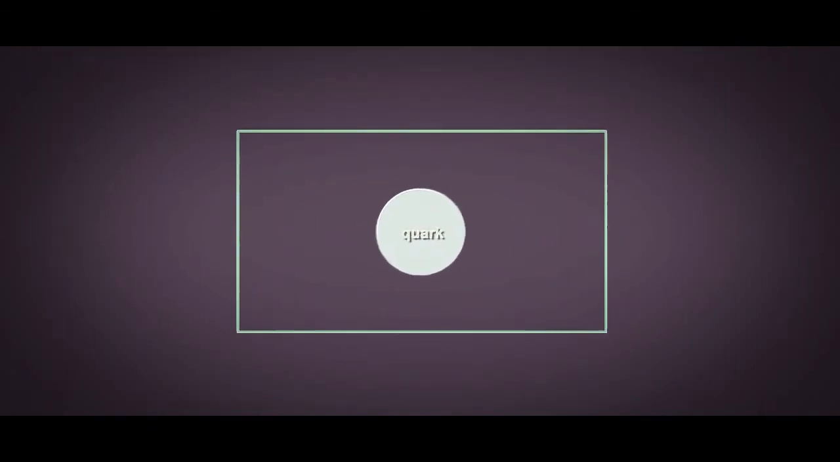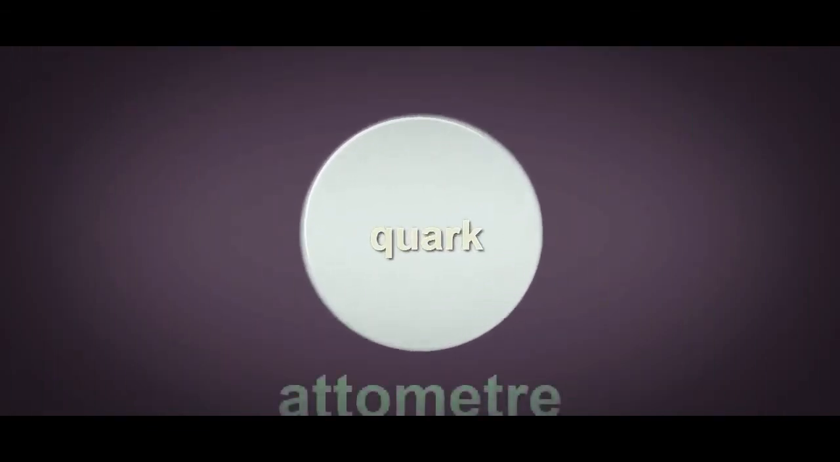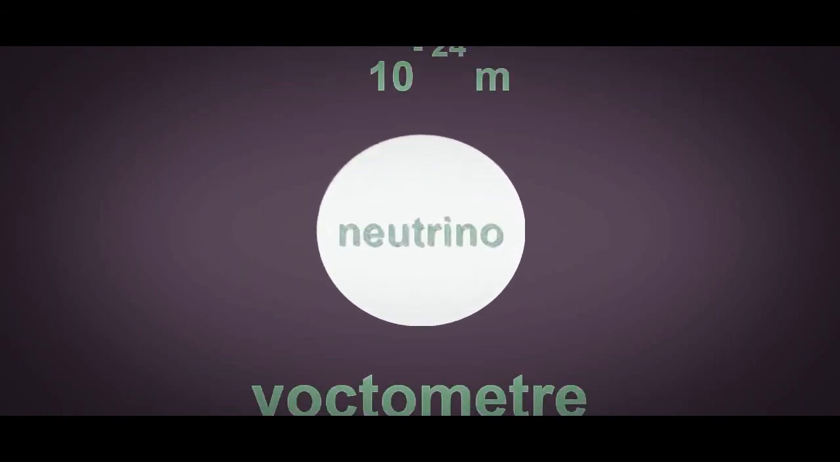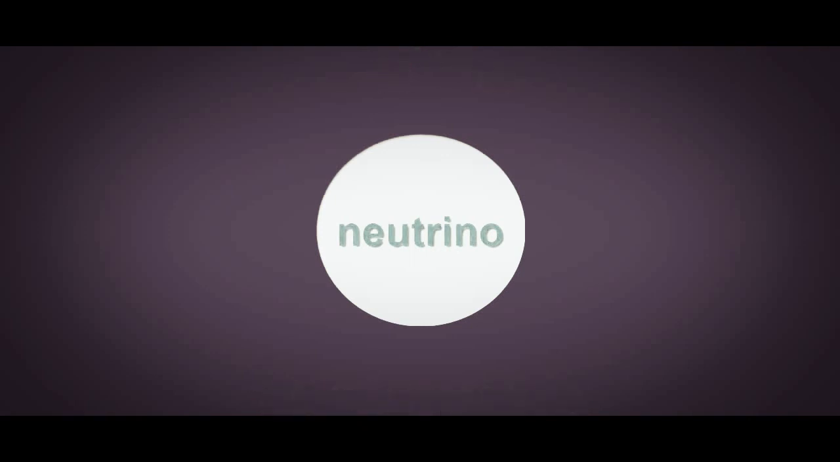Anything smaller than a proton or a neutron? You bet. Quarks are a quintillionth of a metre, with 18 zeros on the bottom, also called an attometre, 10 to the negative 18. And neutrinos are a septillionth of a metre, with 24 zeros on the bottom, also called a yoctometre. That's 10 to the negative 24. That's about as small as it gets.